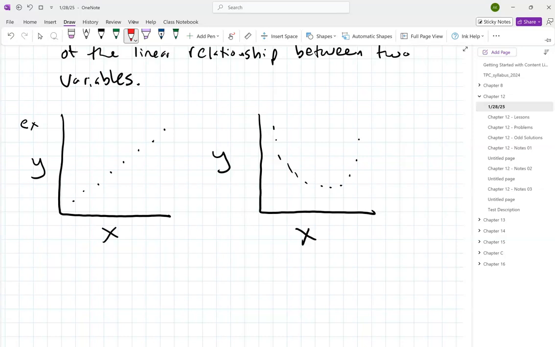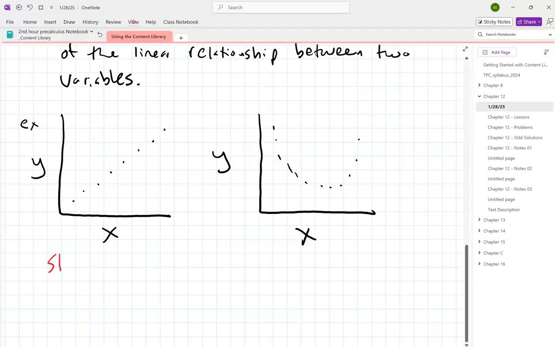The first one. Why would you say that, Aiden? Because it just looks like a line, right? So we'd say that x and y have a strong correlation.